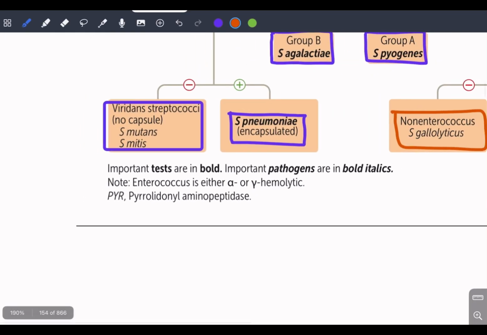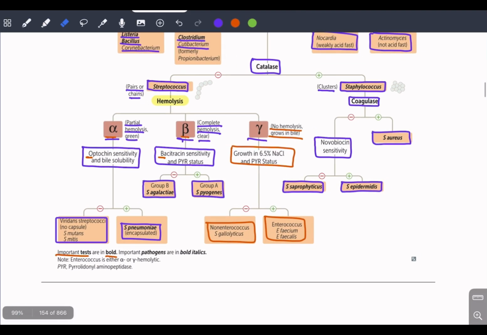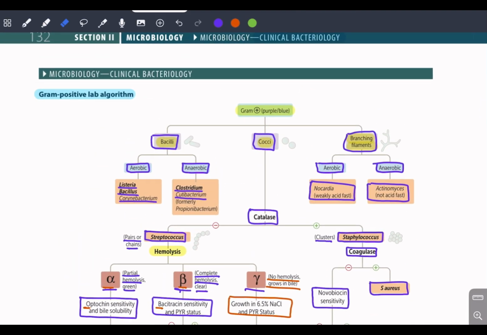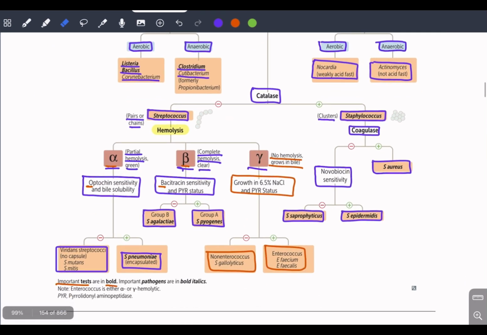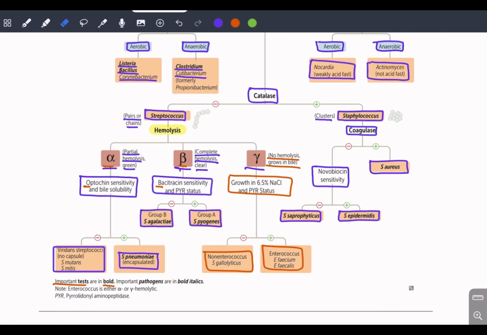Here it is said that important tests are in bold and important pathogens are also in bold. This is the group of gram-positive bacteria which are colored purple or blue in gram staining, and we have mainly three branches: bacilli, cocci, and branching filaments. These are the various types of tests that we do. In alpha hemolysis we check optochin sensitivity. A and O are similar in sound. In beta hemolysis we do bacitracin sensitivity, and another one: after the coagulase negative test we do novobiocin sensitivity. Now we will discuss each bacteria one by one in the next topics.